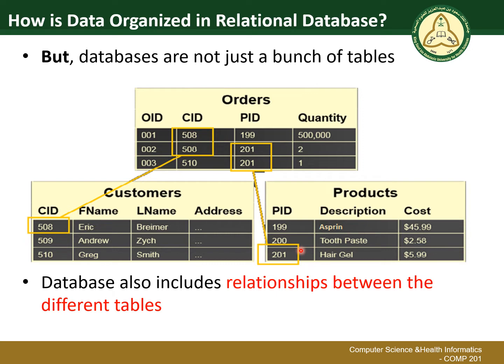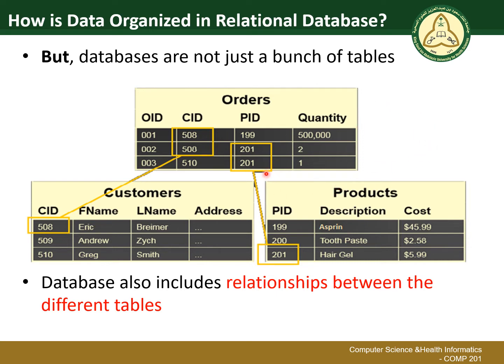Okay, and we have another table for the products. In the products table, we have 3 fields, and we have the primary key for the products table, the product ID, and we have the description and the cost of the product. And at the orders table, we have 4 fields. One for the order ID, which is the primary key of the table, and we have the customer ID, the product ID. The customer ID, we will get it from the customers table, and the product ID, we will get it from the product table, and we have the quantity.